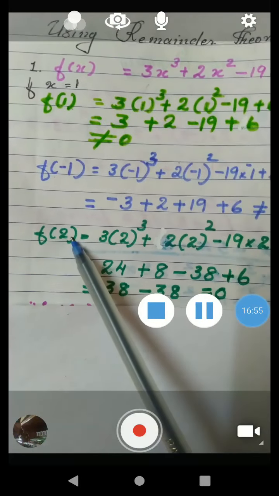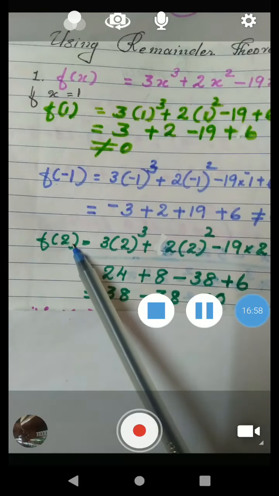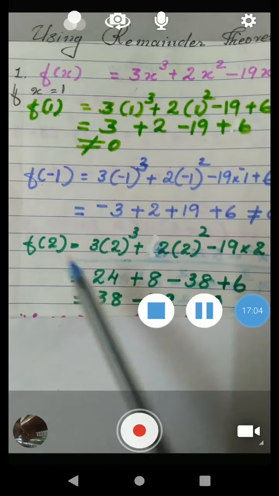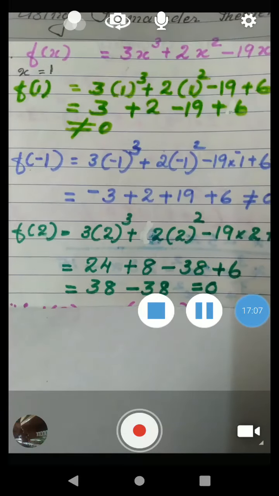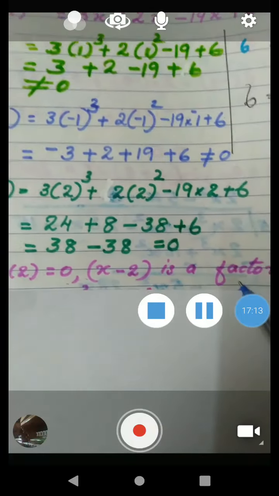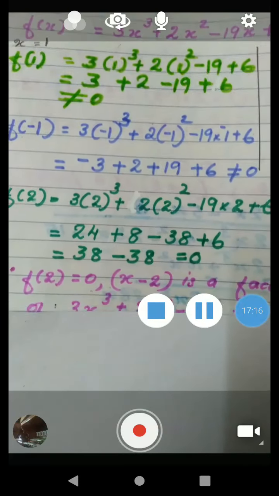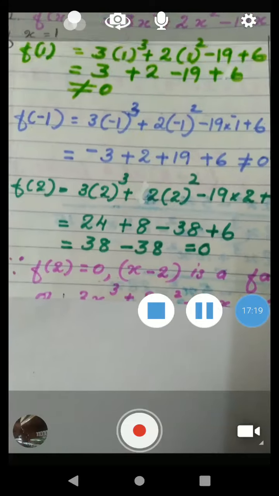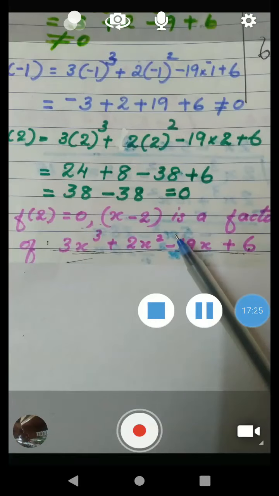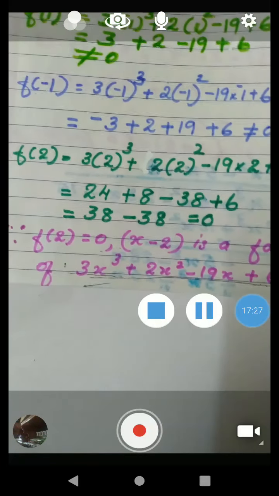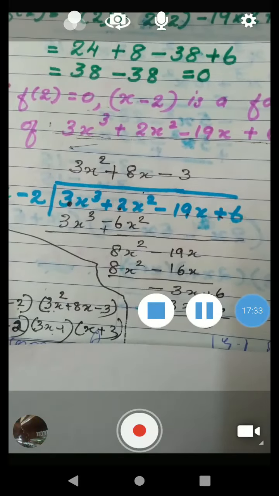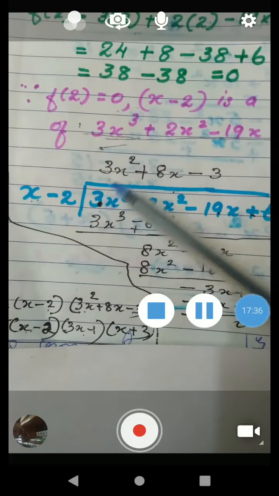When f of 2 is equal to 0, by factor theorem, that is the remainder. So, by factor theorem, we can write x minus 2 is a factor of fx. So, we get one factor, x minus 2. Then, as usual, we can find the other factors. How? Divide this expression by x minus 2, you will get another factor. Like this, you can divide.